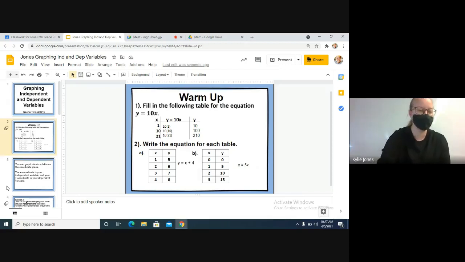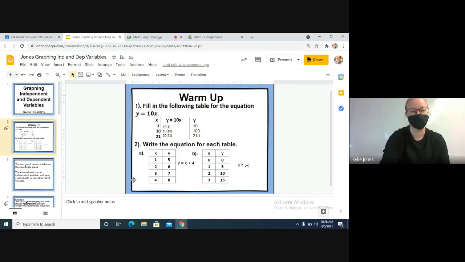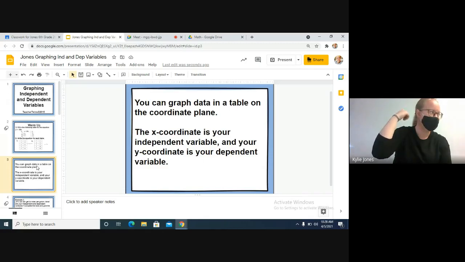All right, let's go ahead and look at slide number 3. When you have a table with x values and y values, you can take those values and put them on a coordinate plane. When we plotted the points for Laura, Trista, and Diana, those were coordinate points with x and y values. We can take our table and make it into a graph. The x coordinate is always your independent variable. It can change. And your y coordinate is your dependent variable. The y depends on whatever you plug in for x.